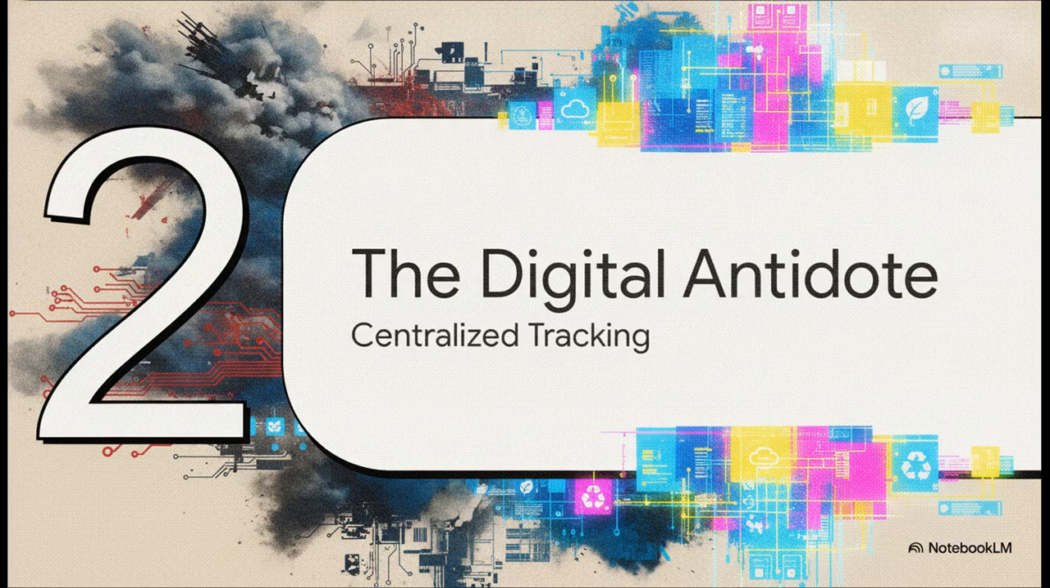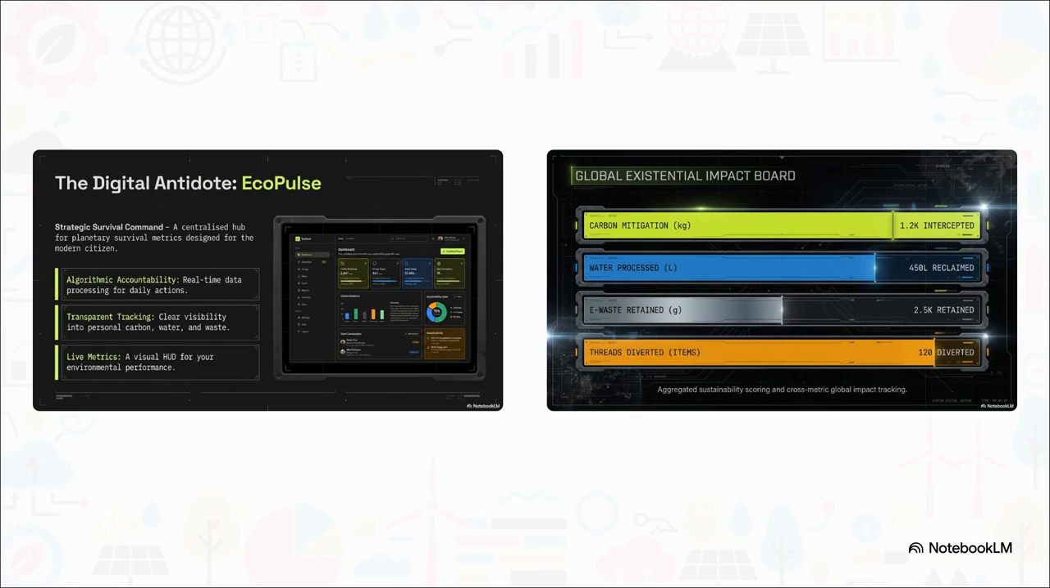Which brings us to part 2, the digital antidote. To counter these massive threats, the sources introduce the Eco-Pulse dashboard interface. This provides algorithmic accountability and transparent tracking. When you pair it with the Global Existential Impact Board, it basically acts as a strategic survival command center. It takes all those vague, invisible threats we just talked about and turns them into a live, visual heads-up display. You get real-time feedback on your environmental performance across carbon, water, and e-waste metrics. It's like a dashboard for the planet.